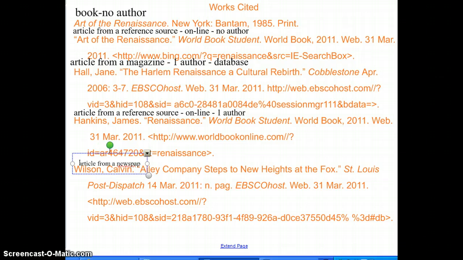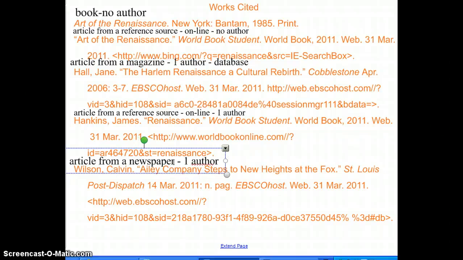from a newspaper. And another hint to the fact that it's a newspaper is that its publication date is 14th of March 2011. And so we know that newspapers are published on a daily basis. And we do have one author for this. And again, it's from a database. Now normally, because it's a newspaper, we would see page numbers like A5 or C3, but this one actually indicates that there are no pages listed, so we can't really worry about that.